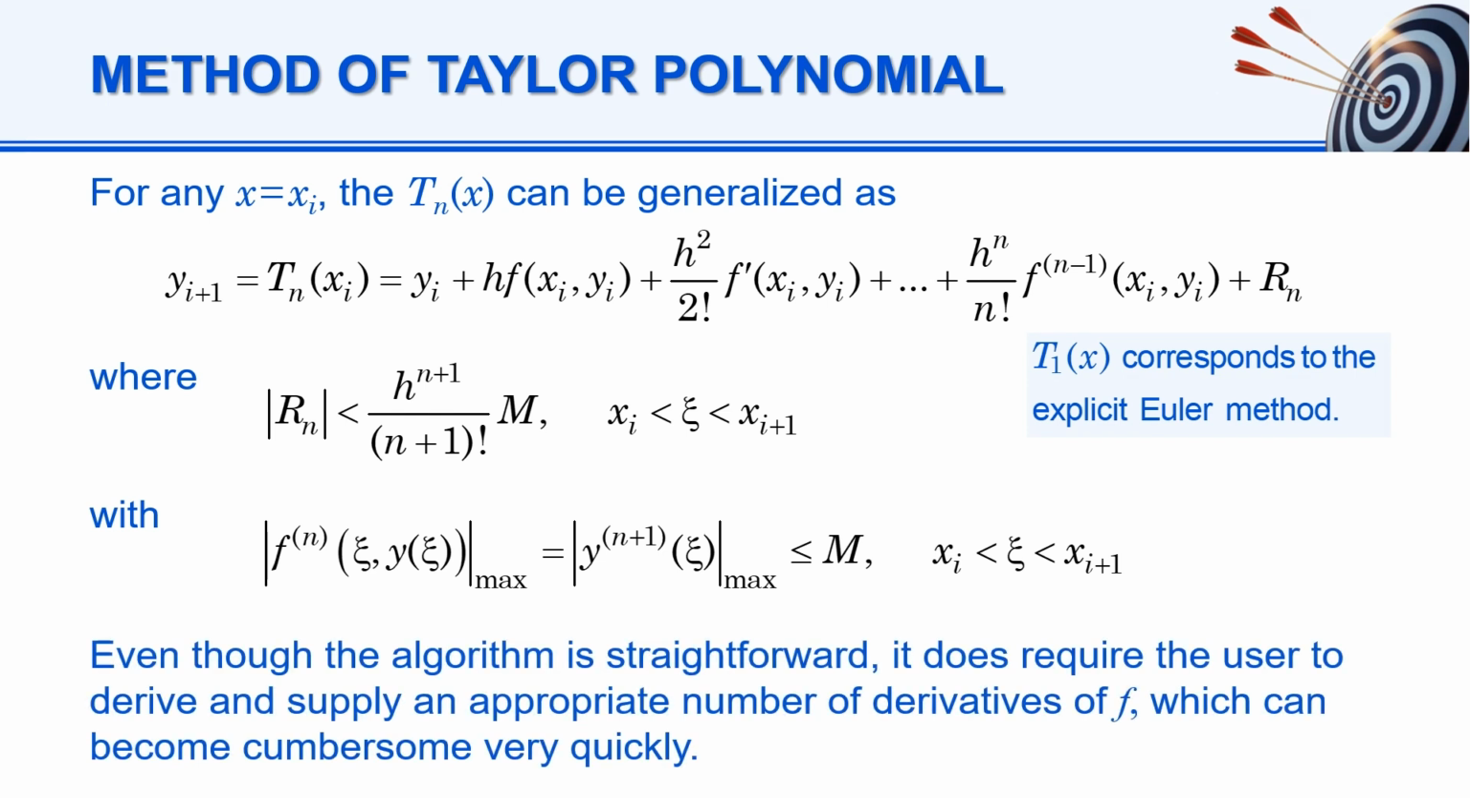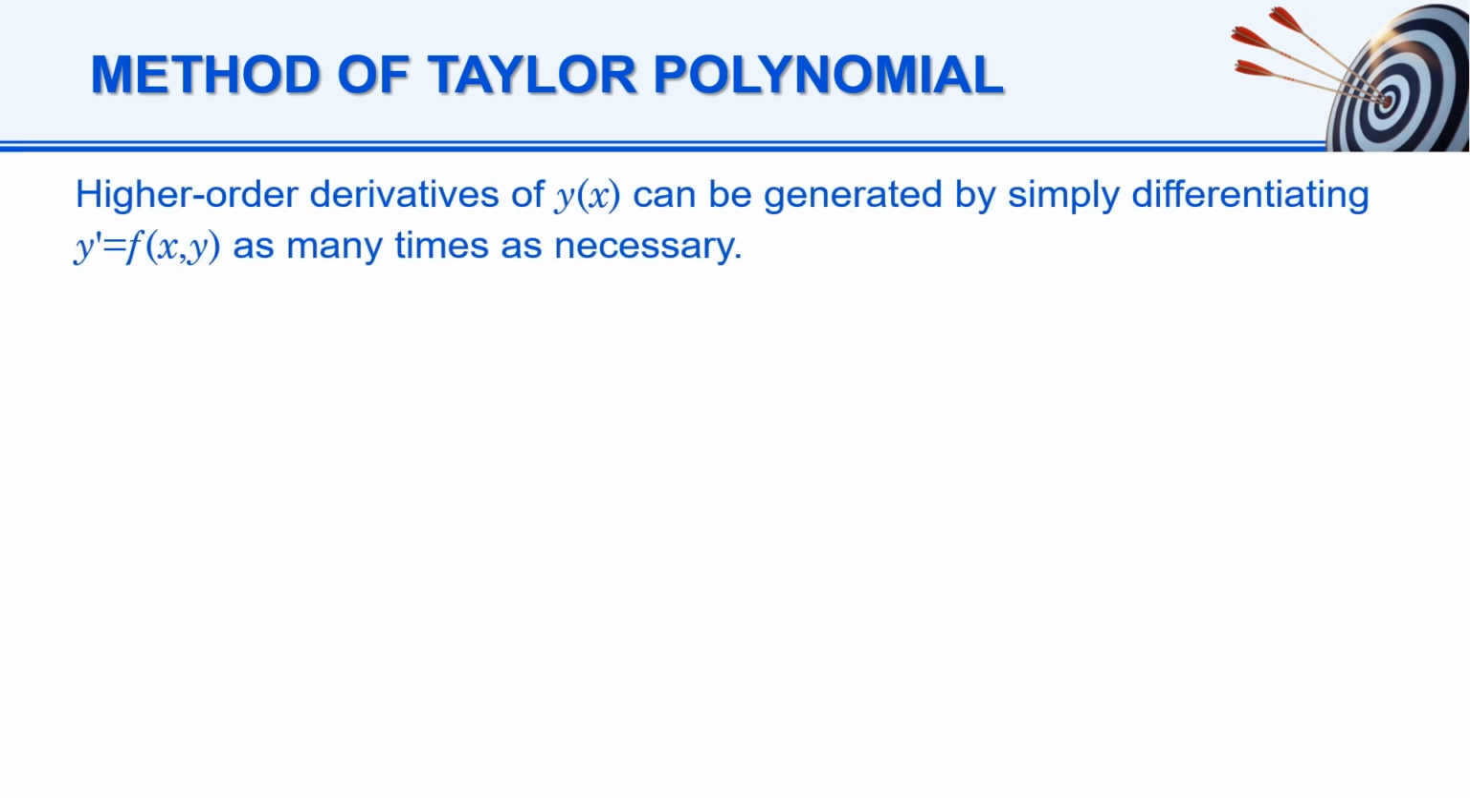Even though the algorithm is straightforward, it does require the user to derive and supply an appropriate number of derivatives of f, which can become cumbersome very quickly. Higher-order derivatives of y(x) can be generated by simply differentiating y prime as many times as necessary as follows.